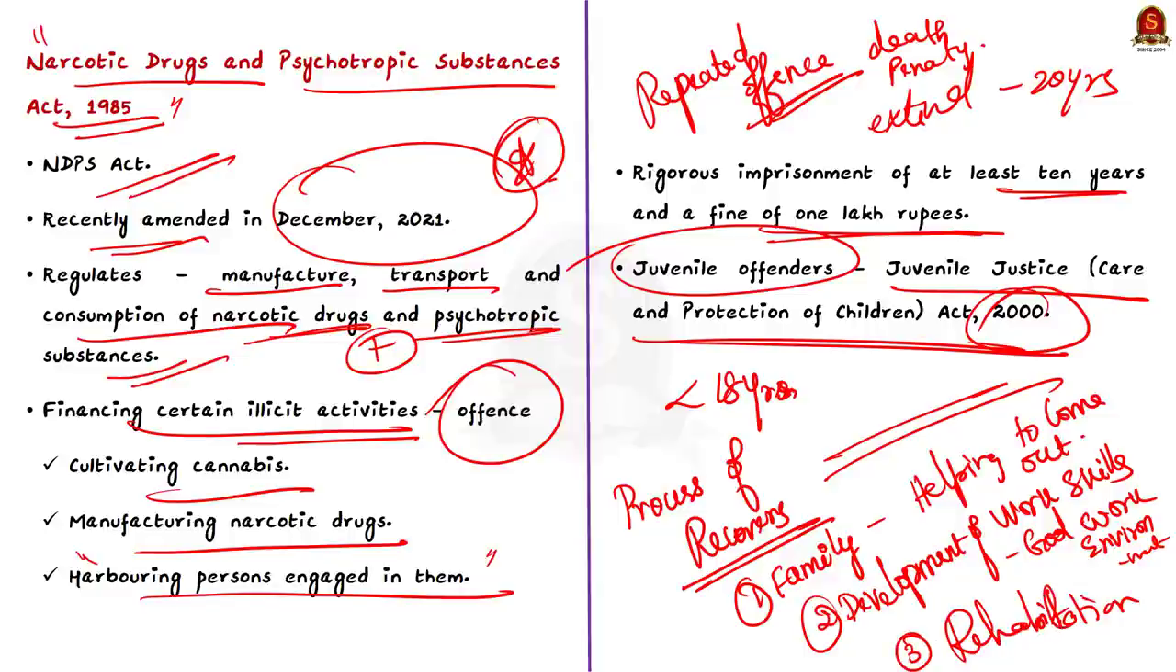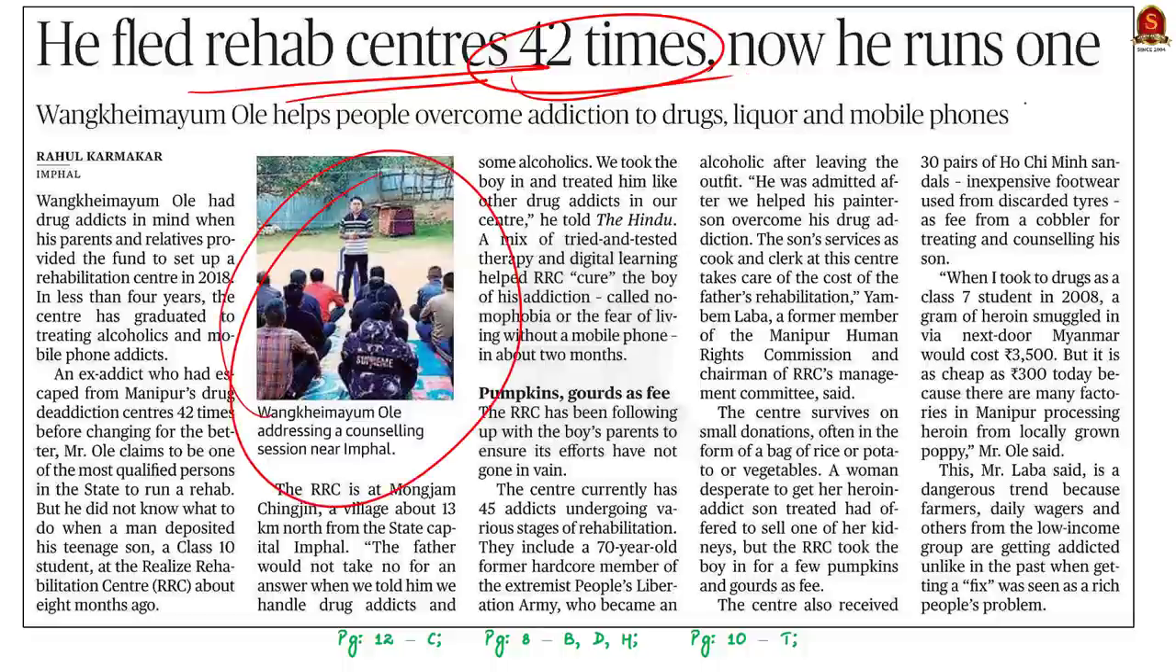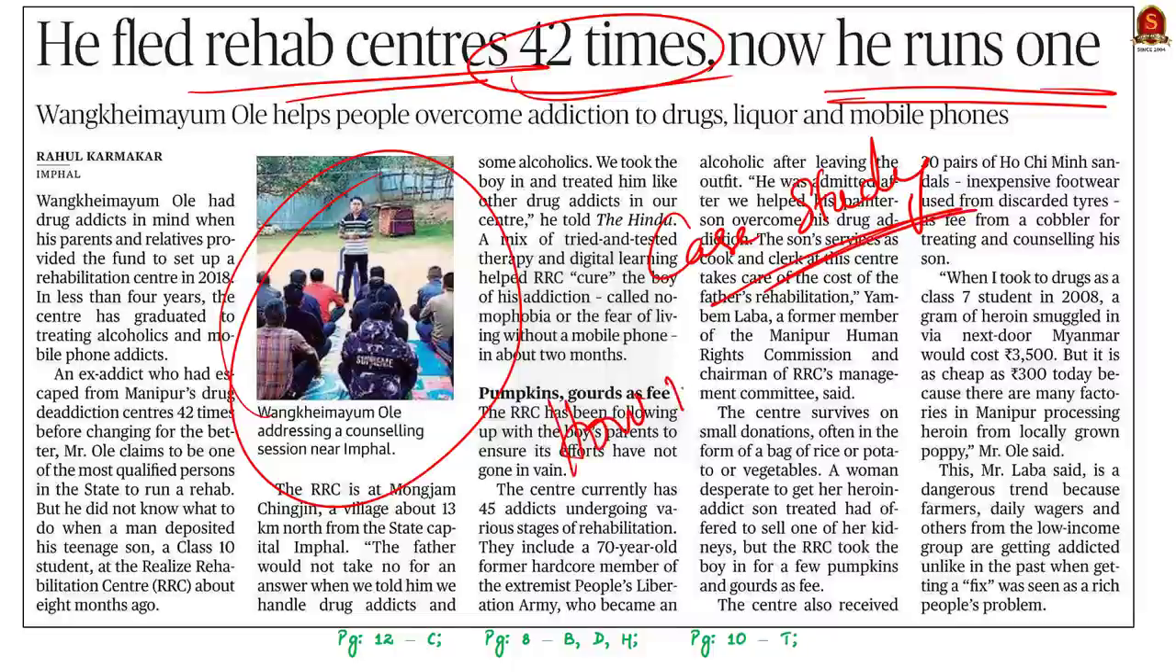Now, I have taken another news article which is much relevant to our today's discussion of drug addiction. See, look at this article here. It states that an ex-addict who had escaped from Manipur's drug de-addiction center, nearly 42 times he had escaped, now claims to be one of the most qualified persons in the state to run a rehab. See, this kind of example, you can quote it as a case study in the mains examination, like how a rehabilitation center can be effective in changing a person's life. So that's all regarding this news article.